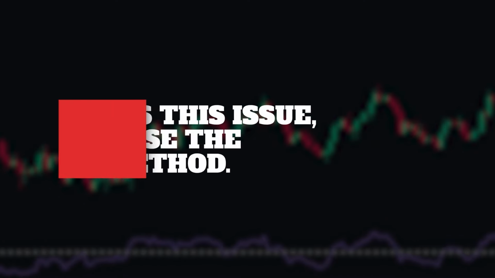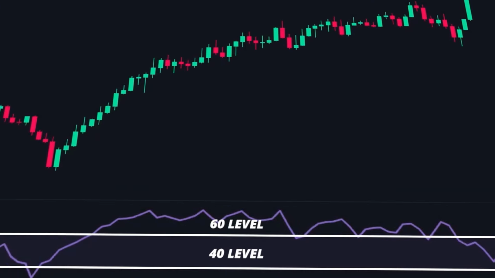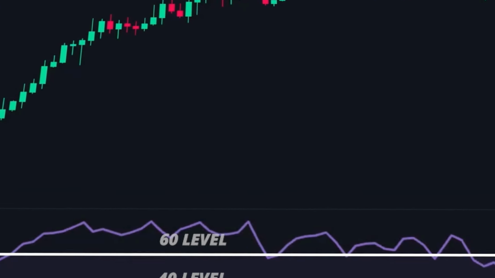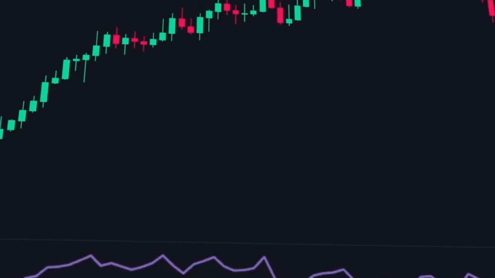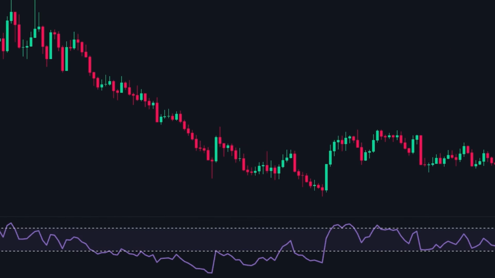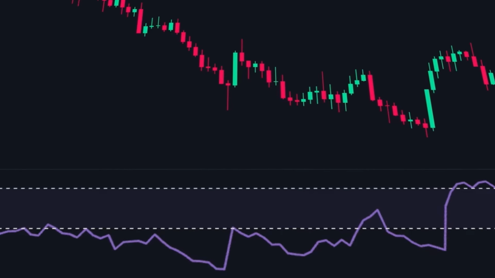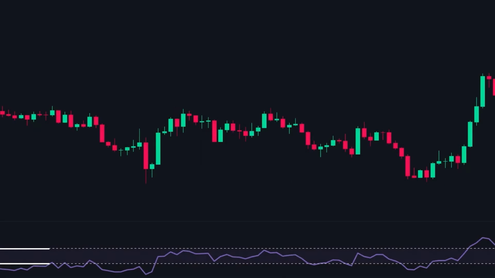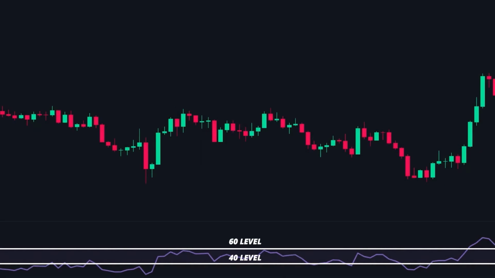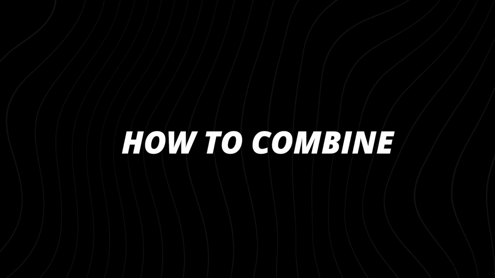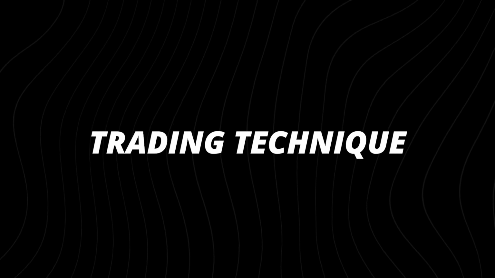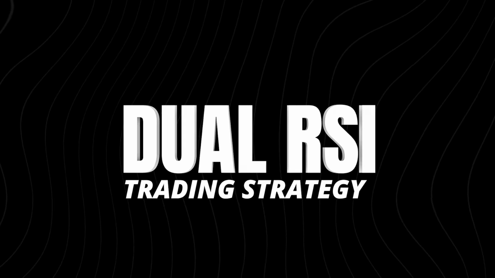To address this issue, we can use the 60-40 method. In this method, we identify the 60 and 40 lines on the RSI. When the RSI rises above 60, we consider it an indication of an uptrend. Conversely, if the RSI falls below 40, we consider it to be a downtrend. When the RSI falls between 60 and 40, we consider the market to be in a sideways trend. Pretty straightforward, right? Now let's look at how to combine these ideas into our trading technique, the dual RSI trading strategy.